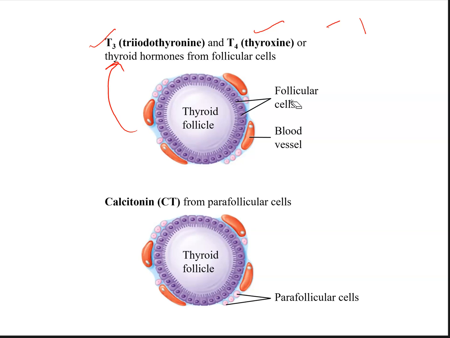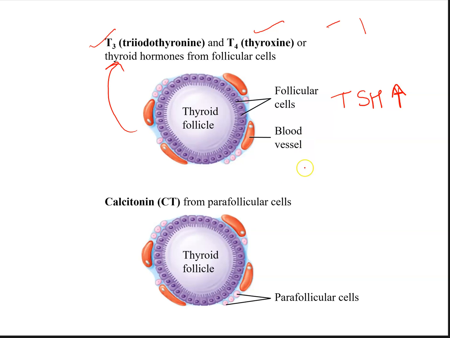Now, when the level of TSH, that is thyroid stimulating hormone, increases, the thyroid follicles enlarge in size. So every time the TSH is released, the thyroid follicles grow in size, and it's filled with thyroglobulin, which is the precursor to the thyroid hormones.